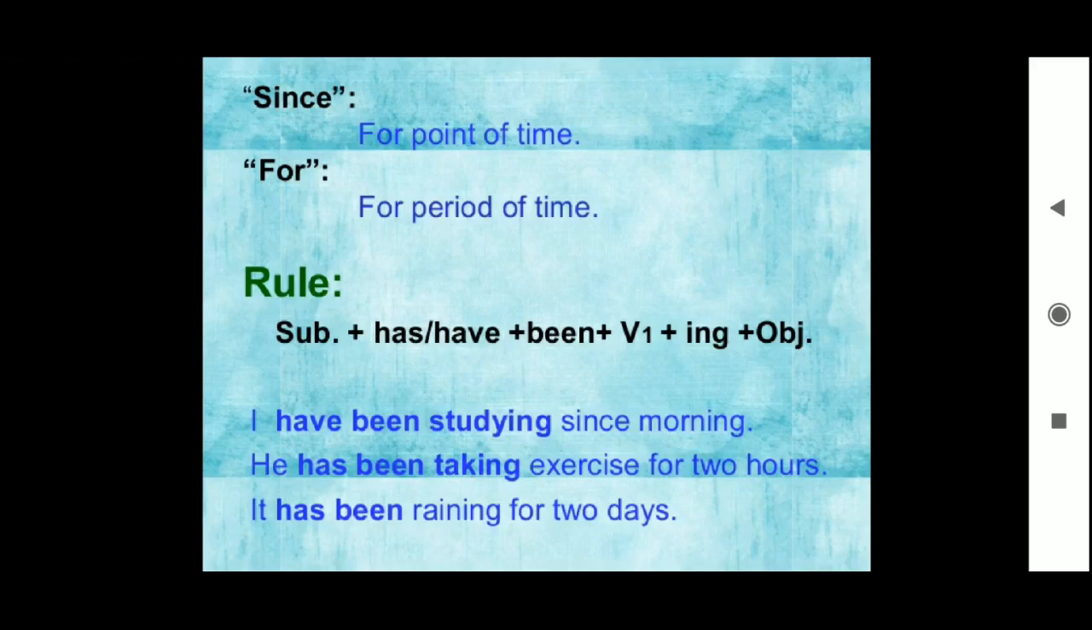And he has been taking exercise for 2 hours. As I told you, 2 hours may be 120 minutes, that is of 2 hours. So they are the period of time. It has been raining for 2 days, means 1 day plus 1 day is equal to 2 days. So 2 days is a period of time. That is why we use for.